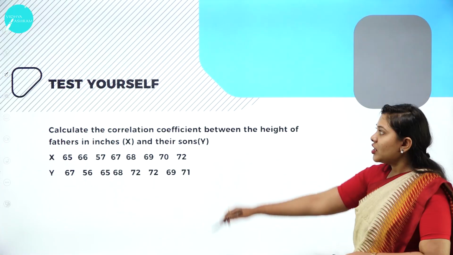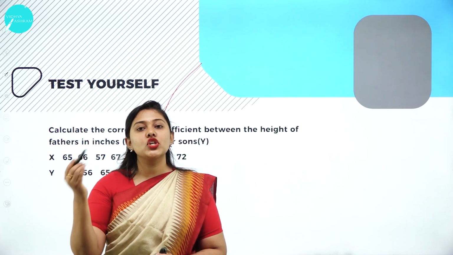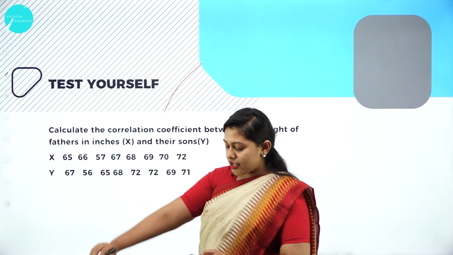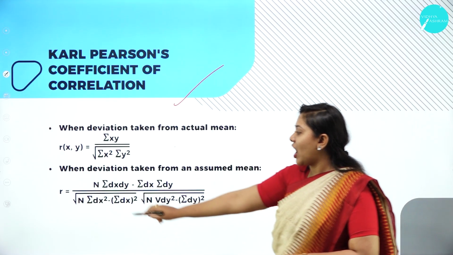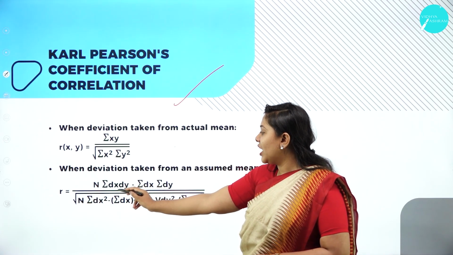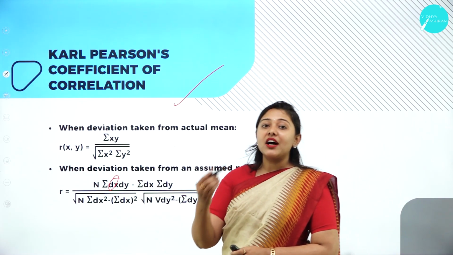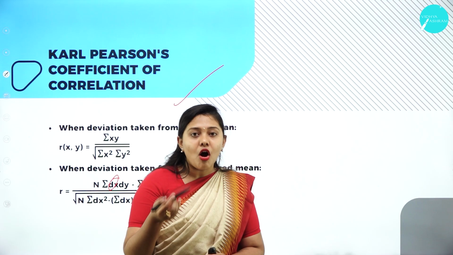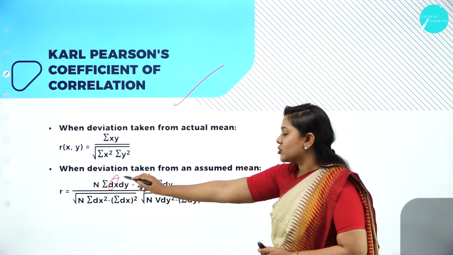Moving forward, test yourself. It's nothing but a problem. Let us take up the problem and check Karl Pearson's coefficient of correlation. Before reading the question, let us look into the formula. What is Karl Pearson's coefficient formula? r is equal to, where N stands for the number of observations, sigma dx dy. D stands for deviation. To take the deviation, we use the assumed mean or actual mean method. Take the assumed mean or actual mean and then calculate the deviation. That will be our d.